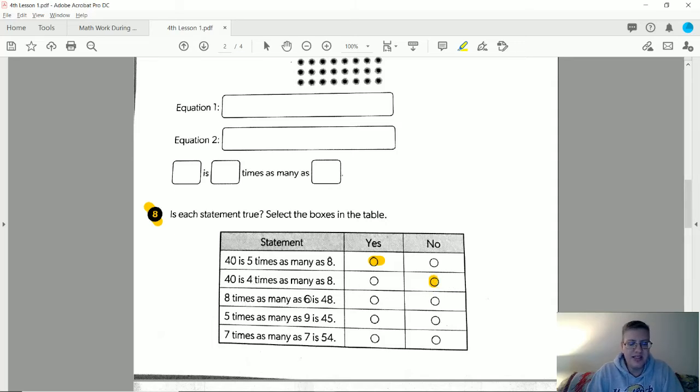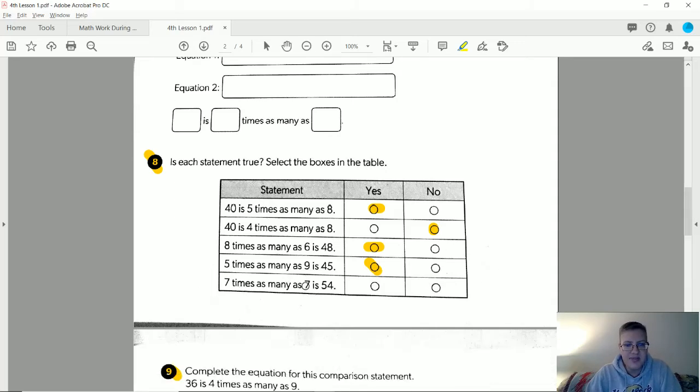8 times as many as 6 is 48. If I struggle with my 8s, I could take the part that I already have with 5 times 8, add another group of 8, which would give me 6 groups of 8. That would give me 48. 5 times as many as 9, so we're working with a different math fact instead of working with 8s. 5 times as many as 9 is 45. That is correct. If I counted by 5s 9 times, I should get 45.